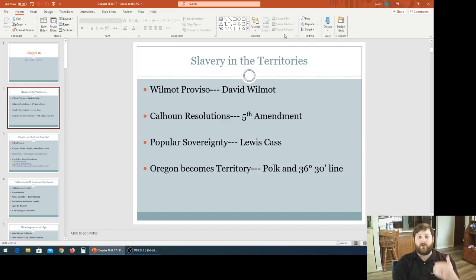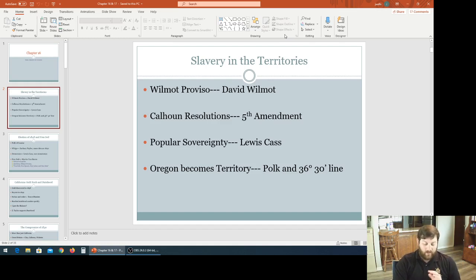Remember, what does slavery do to wages? It drives wages down. People who are out there working don't get paid as much because they can't work as cheap as a slave, right? We've talked about that before, so I'll move on. But anyway, the Wilmot Proviso. During the Mexican War in 1846, David Wilmot proposed a bill in the House of Representatives to ban slavery in any territory gained from Mexico.